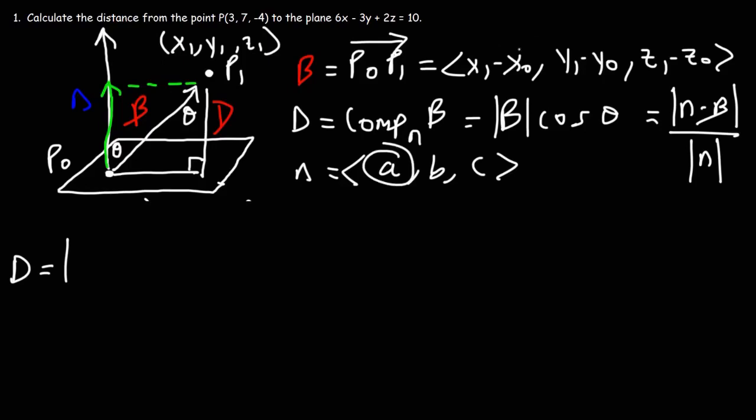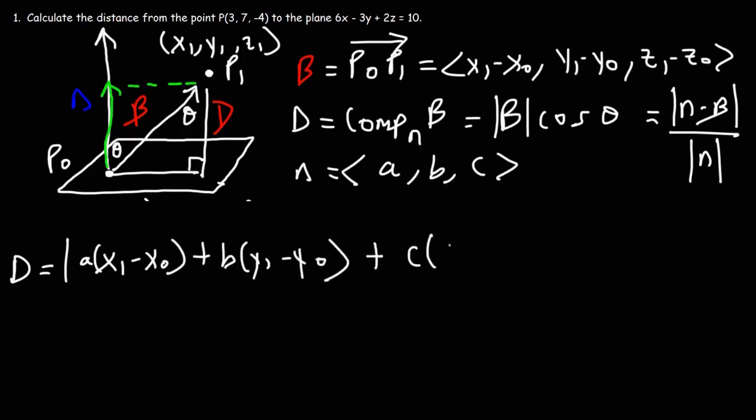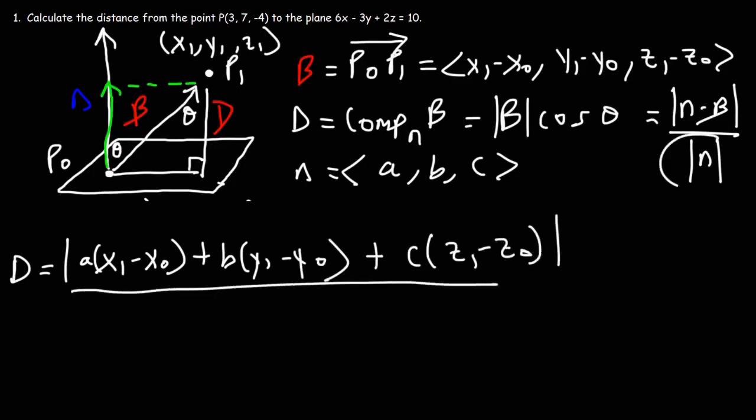So this is going to be a times x1 minus x0, and then it's going to be b times y1 minus y0, and then plus c times z1 minus z0, divided by the magnitude of vector n, which is going to be the square root of a squared plus b squared plus c squared.